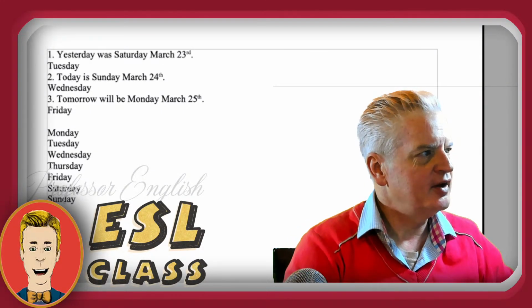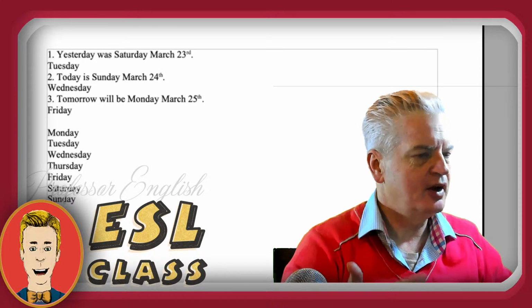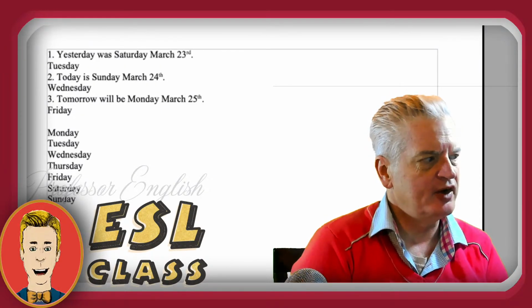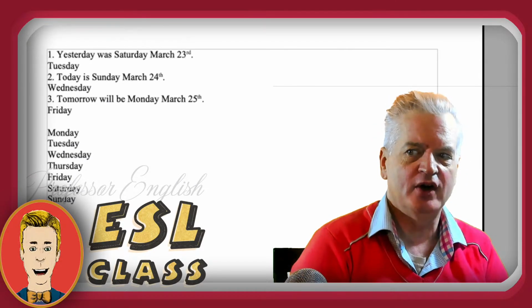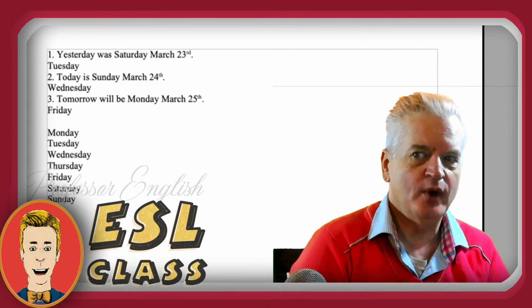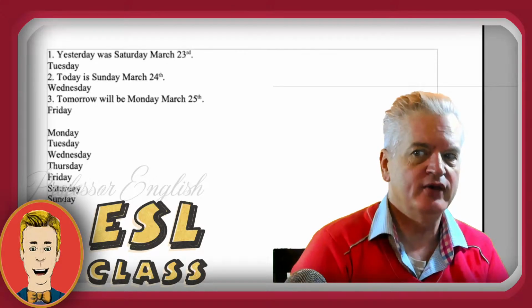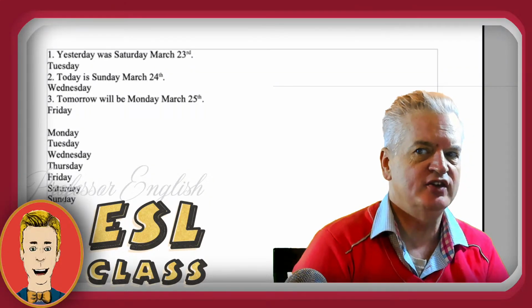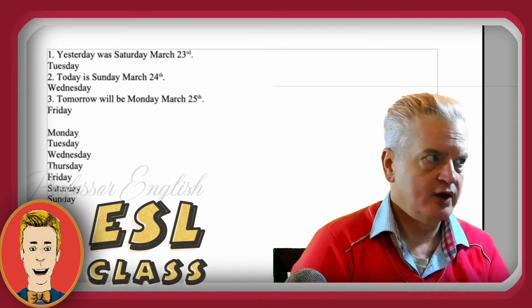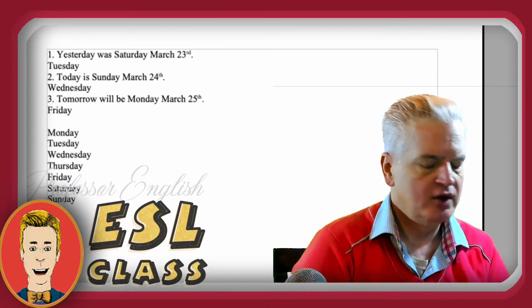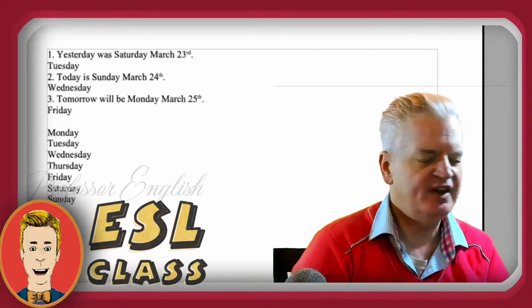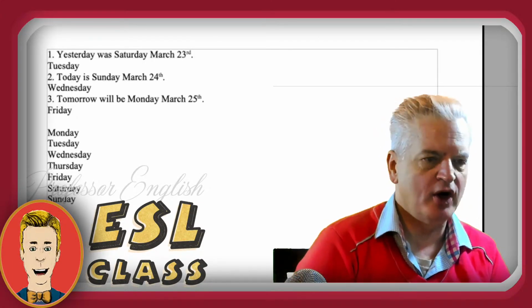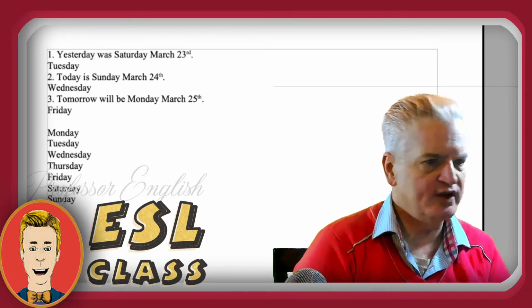All right, now let's take a look at number 2. I'm going to ask you a question about number 2. Is today Wednesday, March 24th? Listen to my question. What is the correct answer for that question? How will you answer my question? No, today is not. No, today's not. No, today isn't. No, today isn't Wednesday, March 24th.